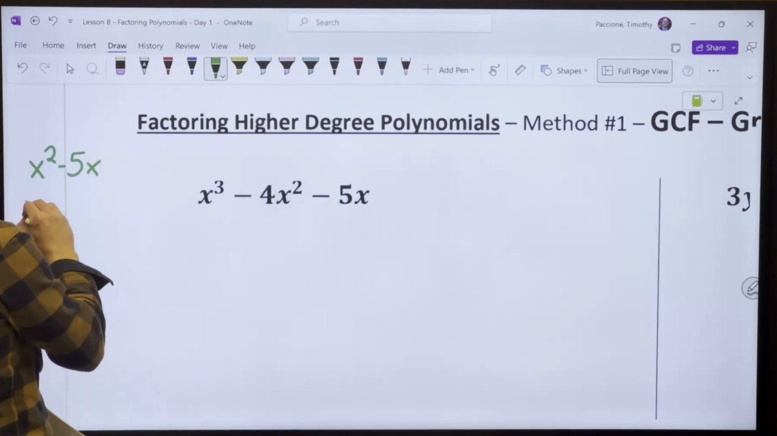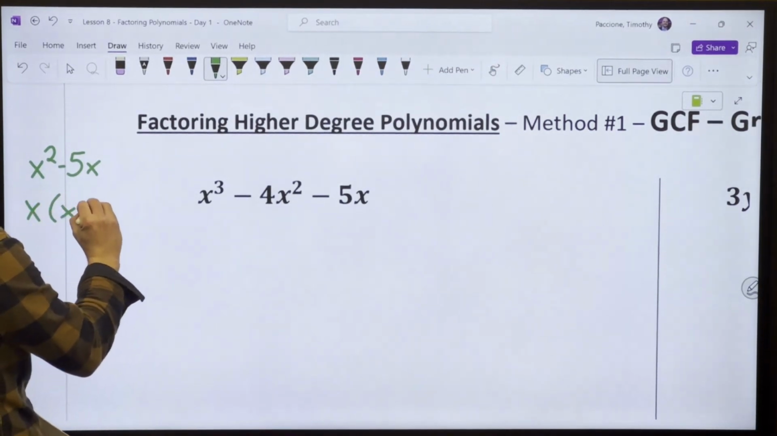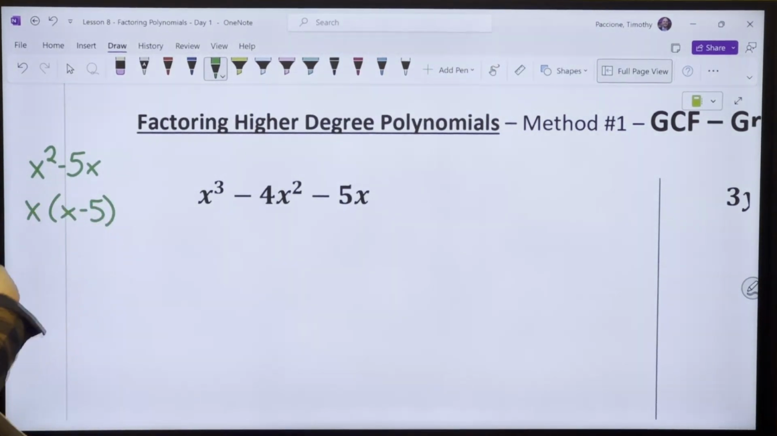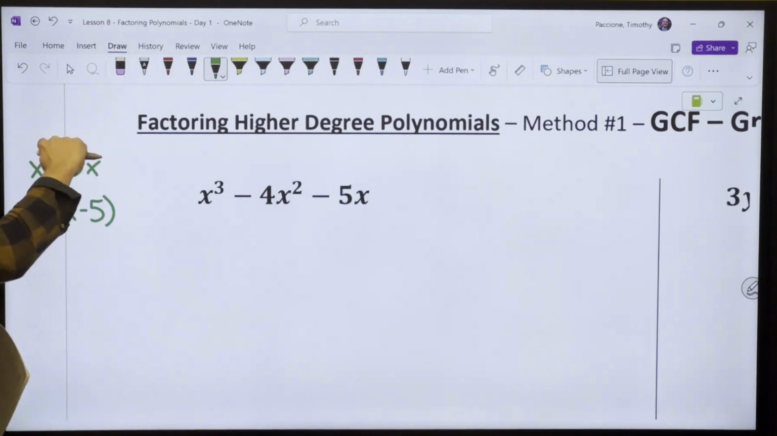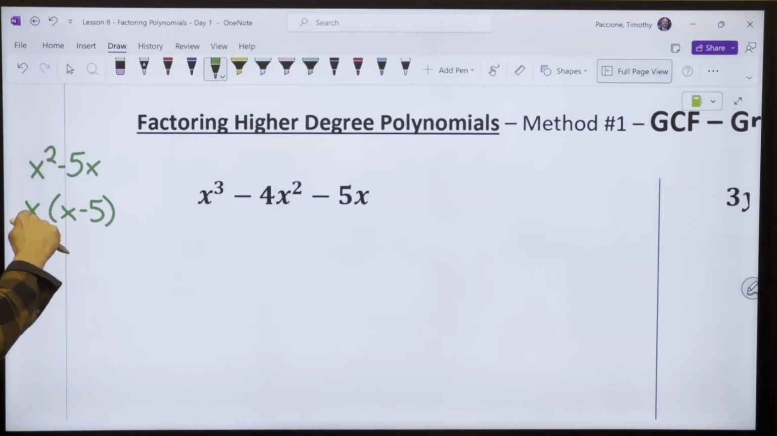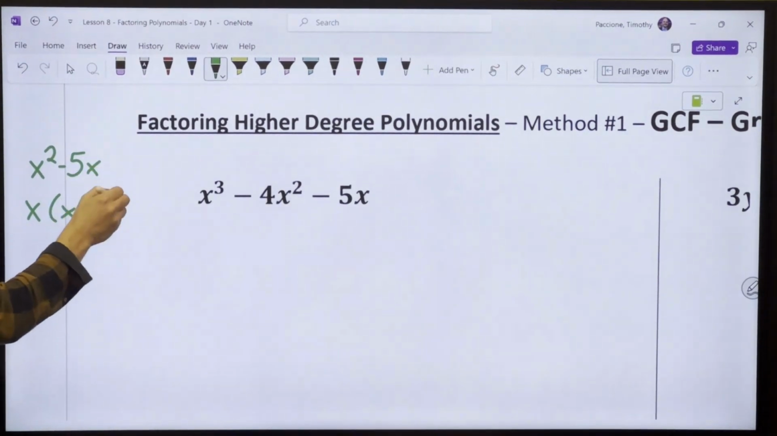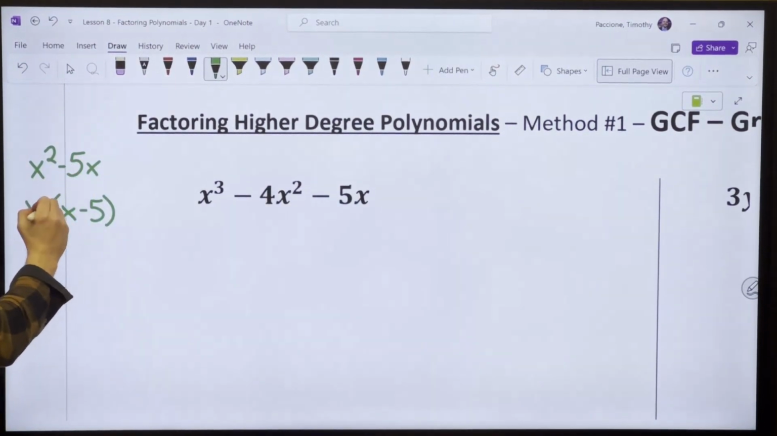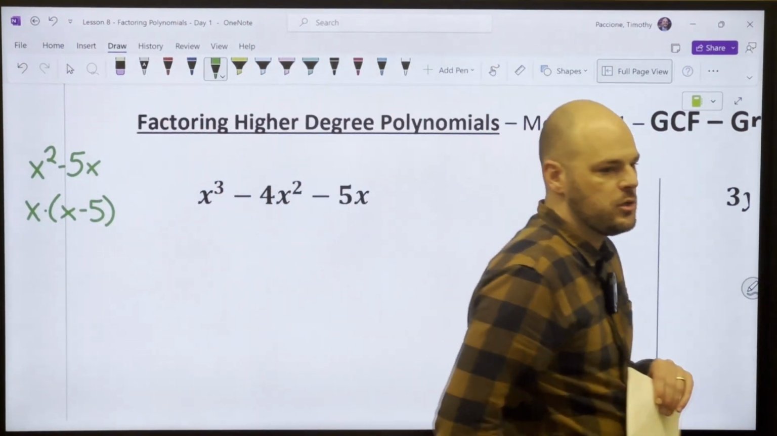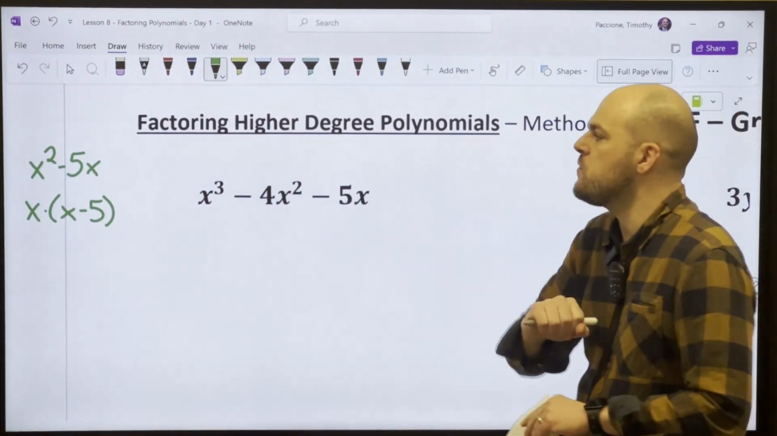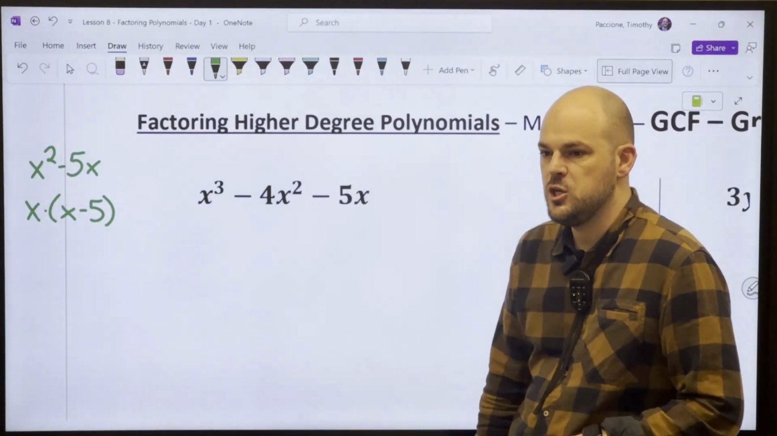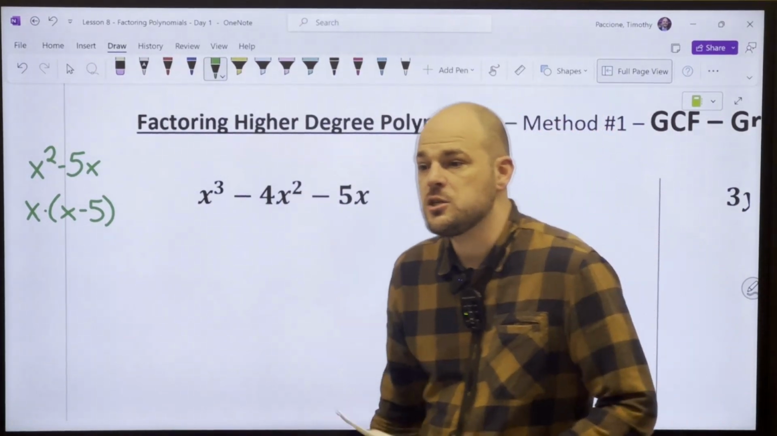So this would become x times x minus 5, right? Because you could go back. If you can go back, then you factored correctly, right? If you distributed this, you'd get x squared minus 5x, right? So this is factoring. Bigger thing, multiplication of two little things, right? So there's your intro. What do you think I could do to factor this? This cubic function. Yeah, x goes into everything.